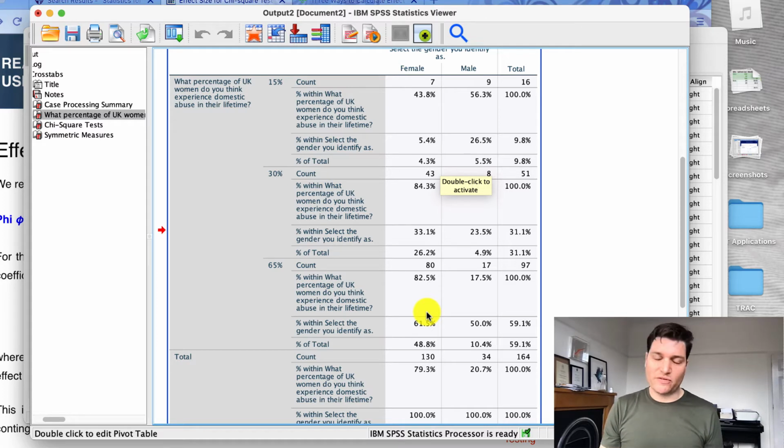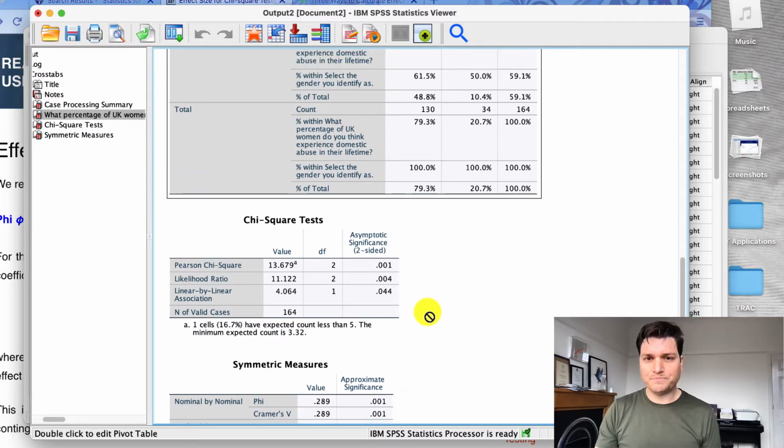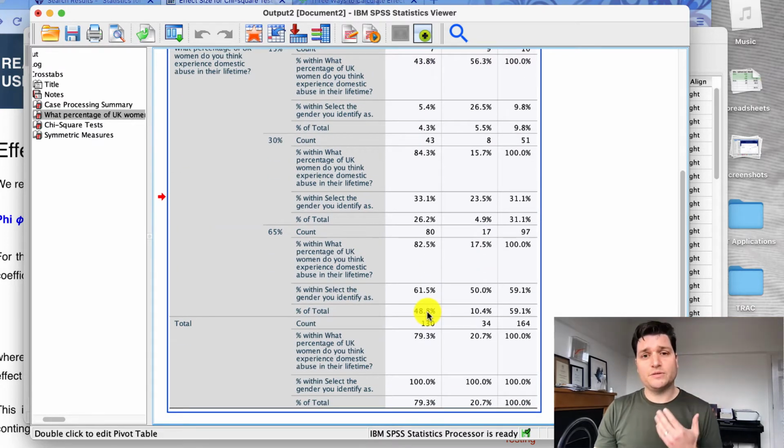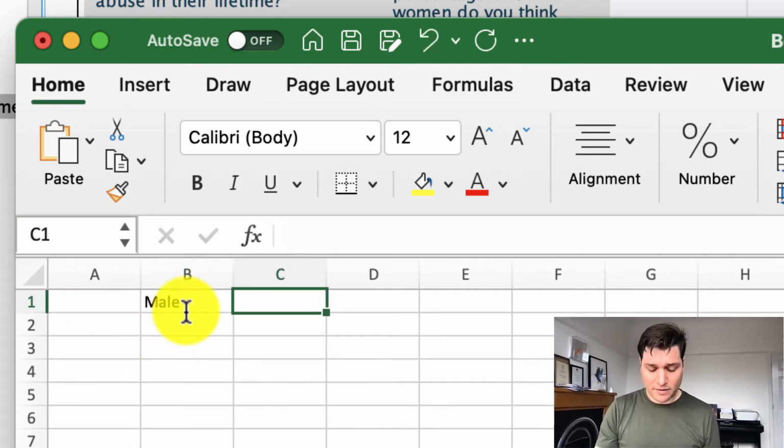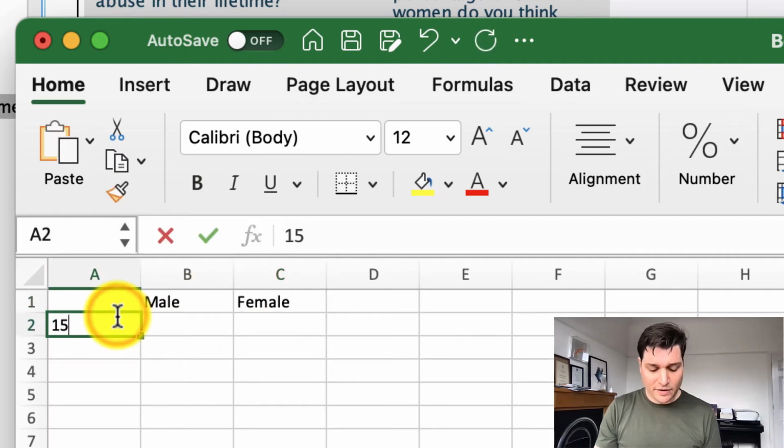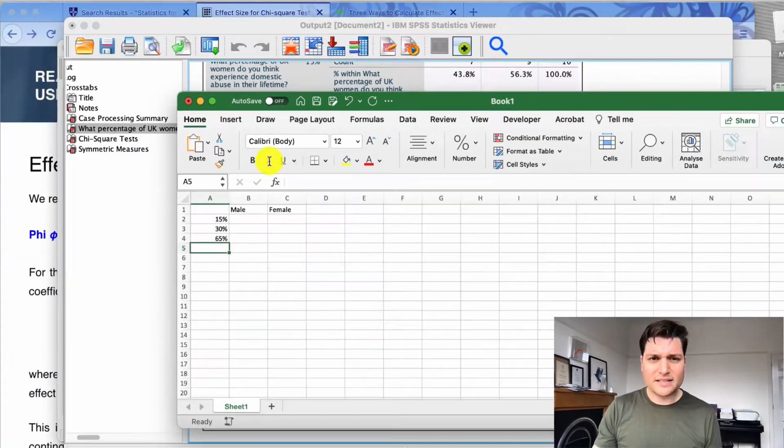Partly this could be because we have a low sample size of men, 130 versus 34 cases. It could just be that we've got a bad sample size. So what I would choose to do is go into Excel, because Excel is really simple software for this. I reckon you could do this in SPSS quite easily, but I find Excel easier. So I can just go for male, female, and I'm going to go 15%, 30%, 65%. I think that's the breakdown.